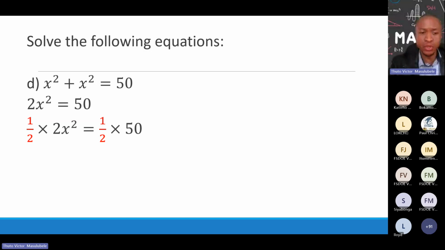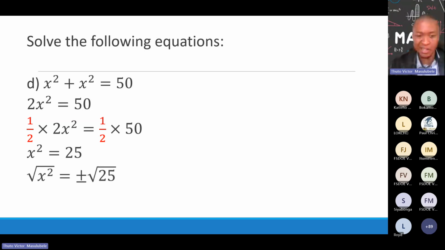So half times 2, we know that will give us x squared, and half times 50 will then give us 25. Now what's left is that we need to then find the square root on both sides of the equation, to find what the value of x should be in order for this equation to be balanced. So simply find the square root of both sides, grade 8 learners, and the square root of 25, we know it will give you positive 5.